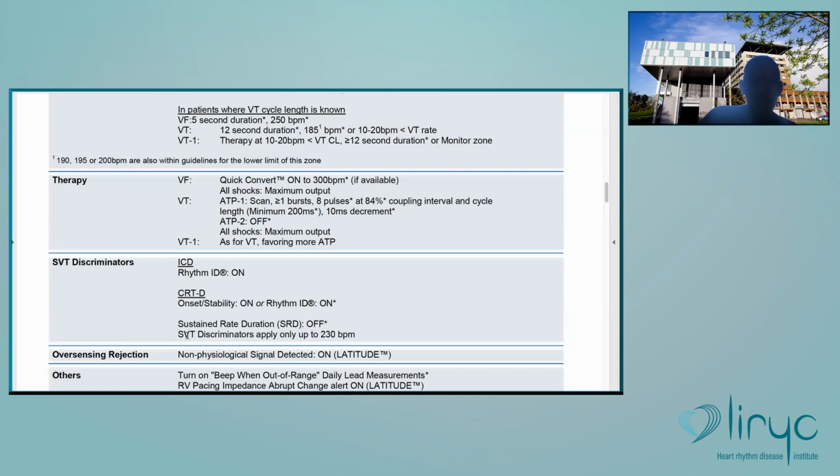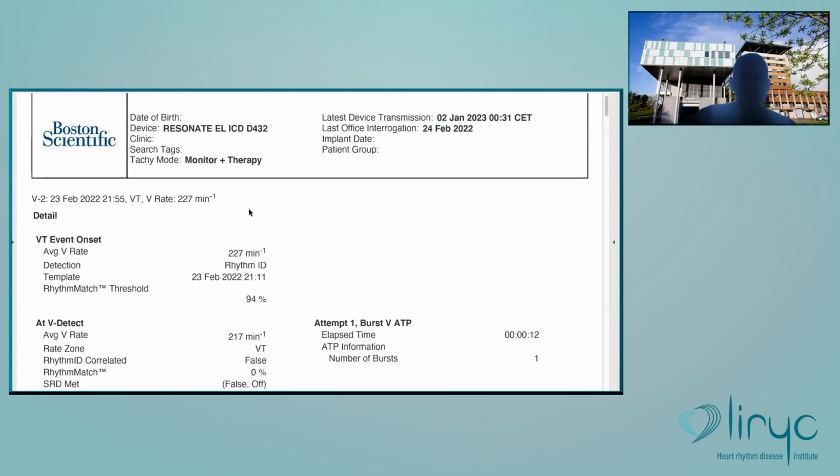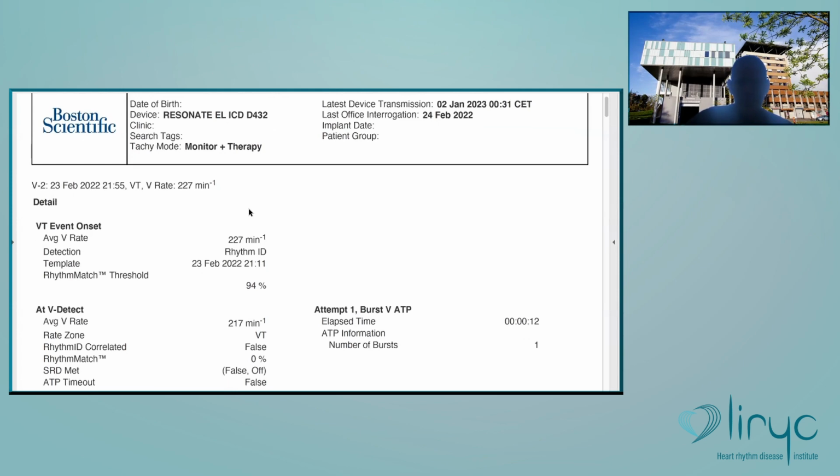For the CRTD, you have the choice between onset stability and rhythm ID. You see also that the SVT must be applied up to 230 beats per minute, and that the system rate duration is supposed to be programmed off. So we'll have a look. We have many tracings today, and we will start first with the single lead discrimination. A patient implanted with a single lead ICD, so no atrial lead, no atrial information. What do you think, Hugo Pierre?